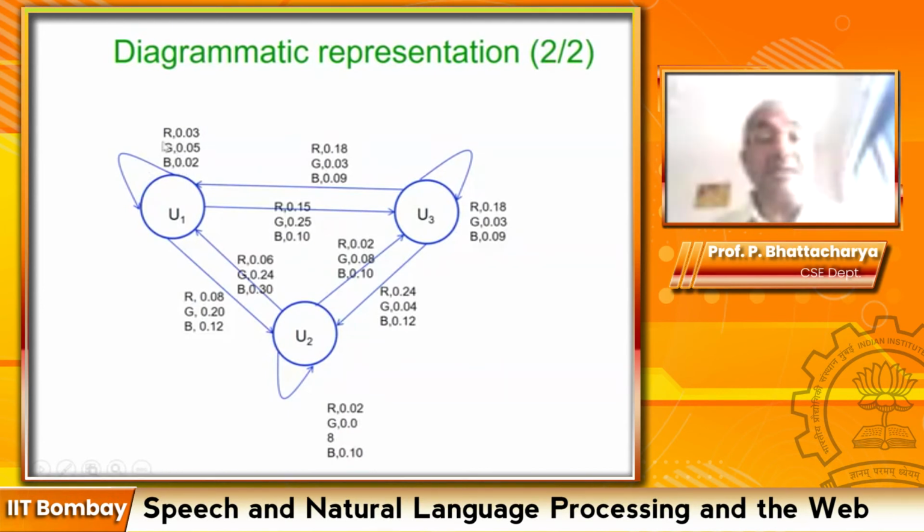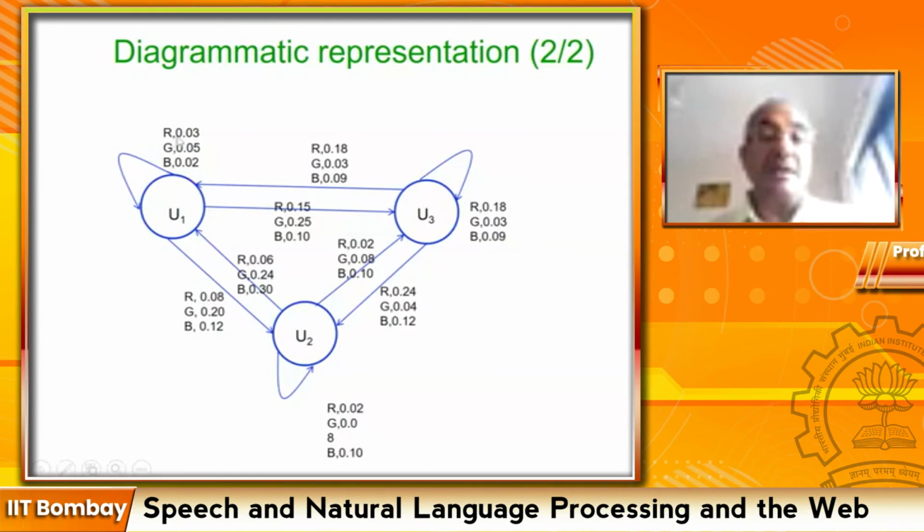So you can say R on R, you have the probability of 0.03. So this is a joint probability. Probability of remaining in U1 and emitting R together given U1 is 0.03.